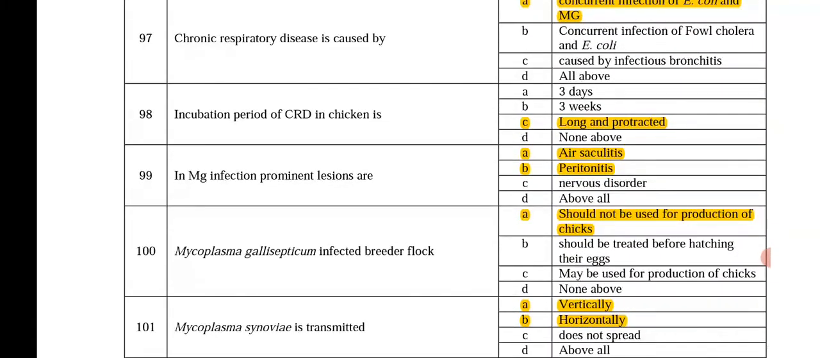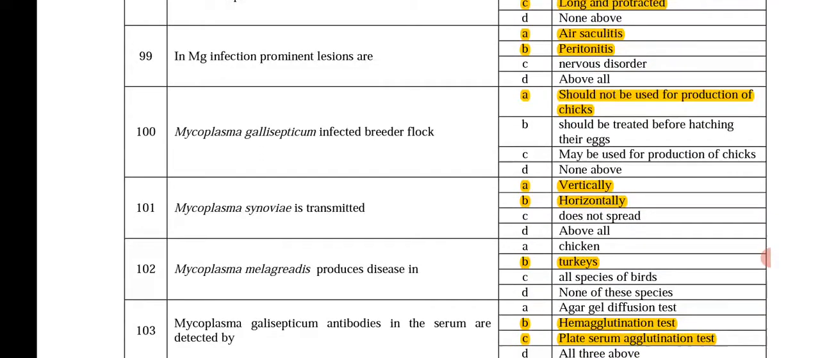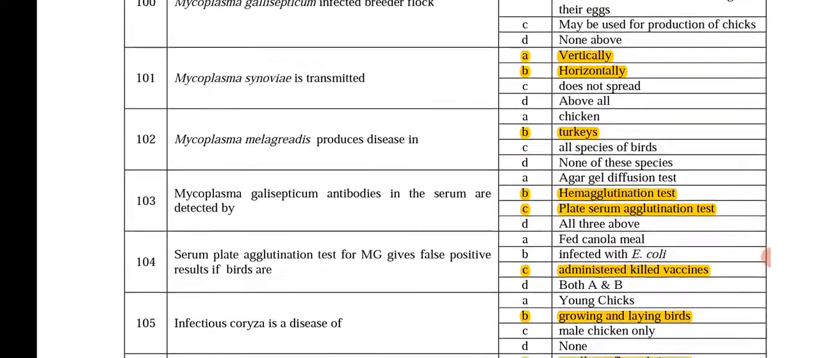In Mycoplasma gallisepticum infection, prominent lesions are airsacculitis and peritonitis. A Mycoplasma gallisepticum infected breeder should not be used for production of chicks. Mycoplasma synoviae is transmitted vertically and horizontally. Mycoplasma meleagridis produces disease in turkeys.